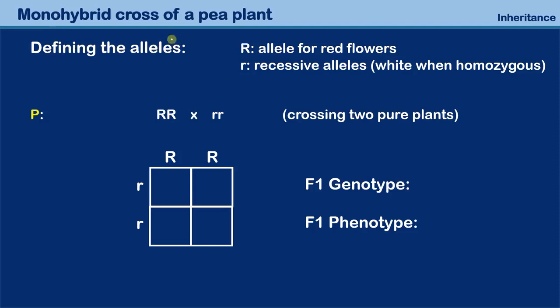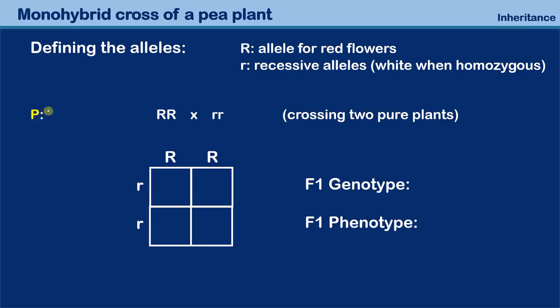And we're defining our alleles, and we say, okay, we use the letter R, and capital R is the allele for red flowers. It is dominant. The red phenotype is dominant, and therefore I use the capital R. And the recessive allele, which shows up as white when homozygous, I have to give a little r in this case. And over here, the P stands for the parental generation.